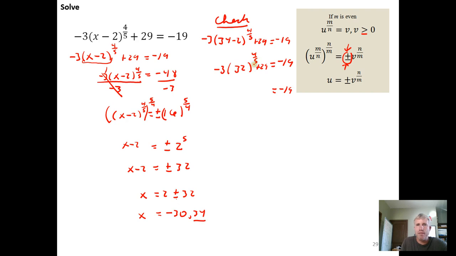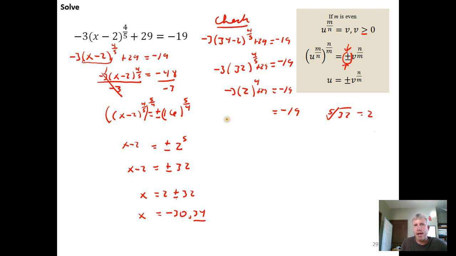This 5 is in the denominator, so this is saying take the 5th root of 32. What number times itself 5 times is 32? And the answer is 2. You could check it if you don't believe: 2 times 2 is 4, times 2 is 8, times 2 is 16, times 2 is 32. So we can simplify that. The 5th root of 32 is just 2, but we'll still need to raise it to the 4th power and add the 29. So we get equals negative 19.